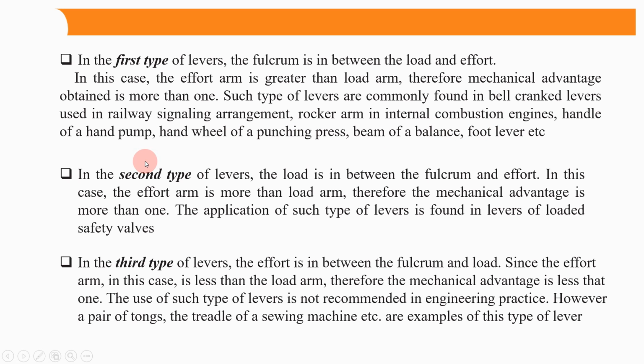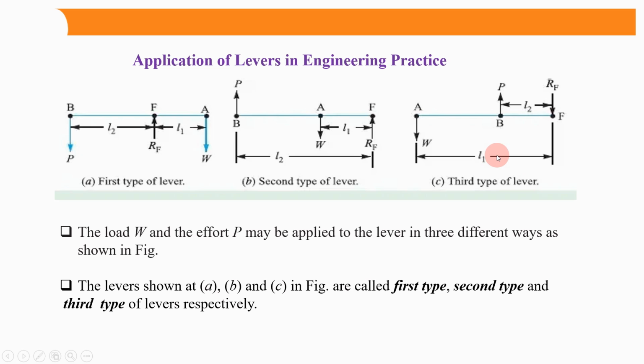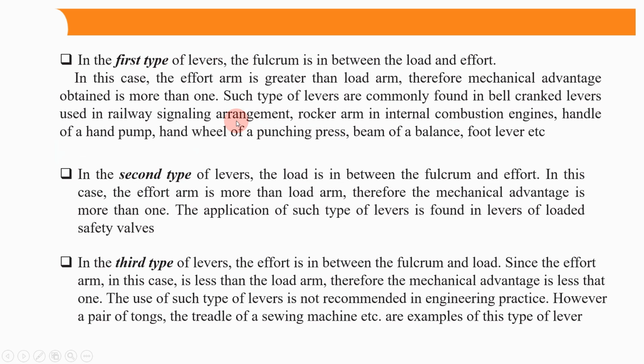If you see the second type of lever, then in the second type of lever the load is in between the fulcrum and effort. Please see, in this second type of lever, this is W, your load is in between fulcrum and effort. So what is the effect of this? Please see, in this case the effort arm is more than the load arm. See guys, the effort arm is more than the load arm, therefore the mechanical advantage is more than one, similar to the first type. The application of such types of levers is found in levers of loaded safety valves.